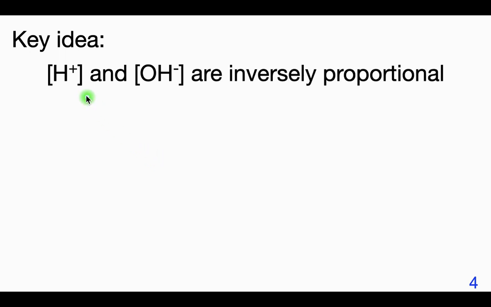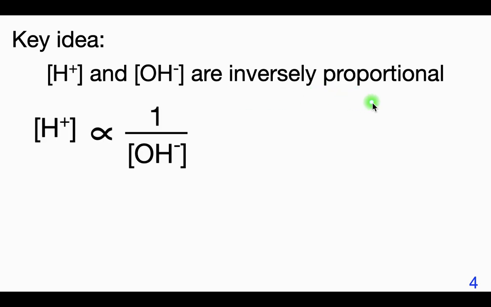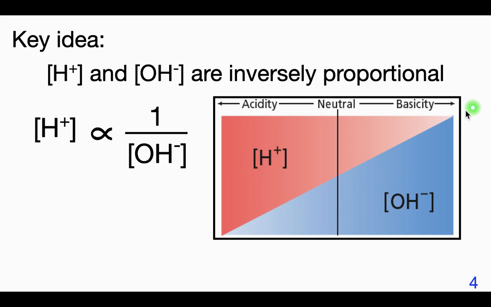So that's the key idea. The hydrogen ion concentration and the hydroxide ion concentration are inversely proportional. Inversely proportional means as one gets larger, the other gets smaller. And it's a nice little graphic for that. So if they're equal to one another, and that would be a neutral solution, we have an equal amount of hydrogen ions and hydroxide ions. As it becomes more and more acidic, you have more hydrogen ions and less hydroxide ions. As it becomes more and more basic, you have less hydrogen ions and more hydroxide ions. This is the proportionality sign, if you're not familiar with that.